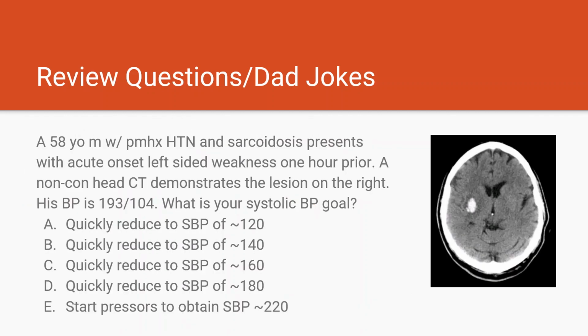Alright, last question. A 58-year-old male with a history of hypertension and sarcoidosis presents with acute onset left-sided weakness 1 hour prior. A non-contrast head CT demonstrates the lesion on the right. His blood pressure is 193 over 104. What is your systolic blood pressure goal?